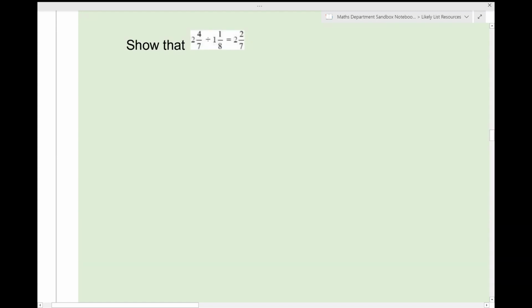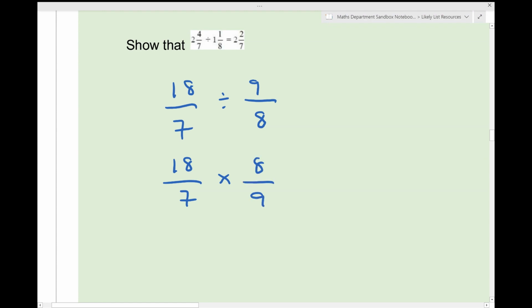Question 3, dividing mixed numbers. Right, so I'm going to turn them both into top-heavy, into improper. 2 7s are 14, plus the 4 is 18 over 7, divided by 1 times 8 is 8, plus the 1 is 9 over 8. Now keep, change, flip, cancelling.